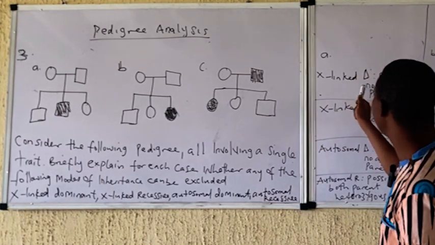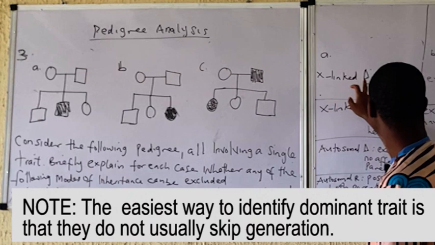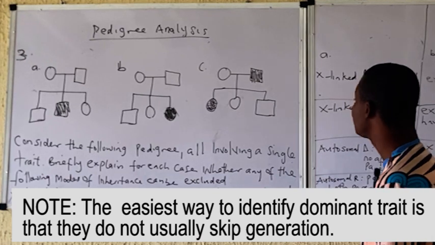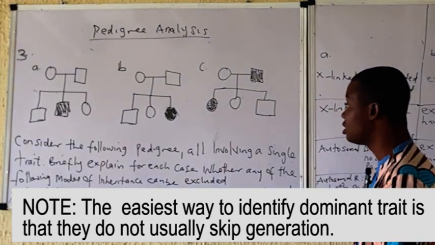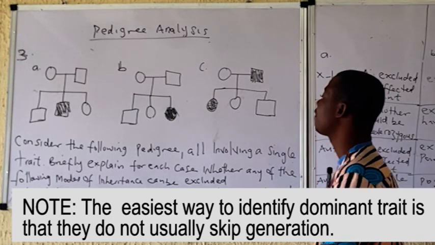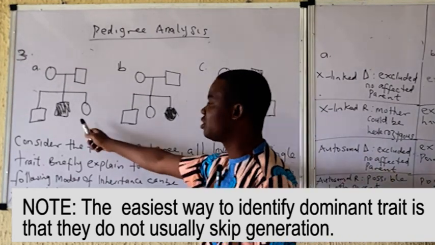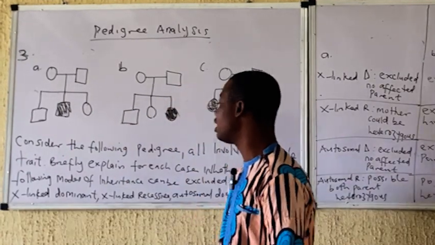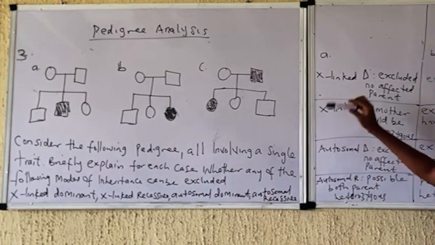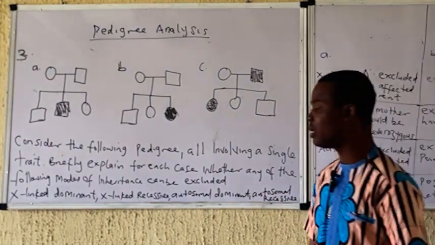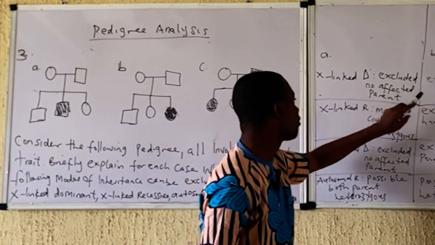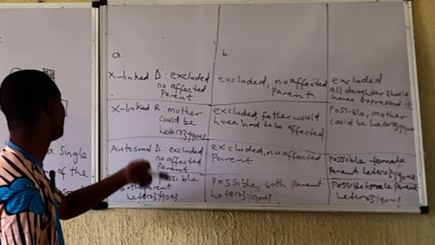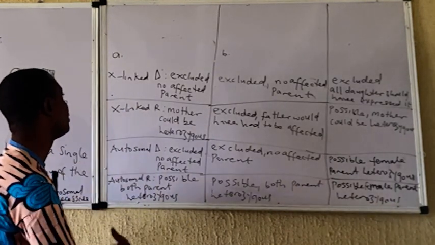Can A be X-linked dominant? No. A cannot be X-linked dominant. Why? Because since it is a dominant trait, unaffected parents cannot produce affected children. Because none of the parents is affected, X-linked dominant can be excluded.